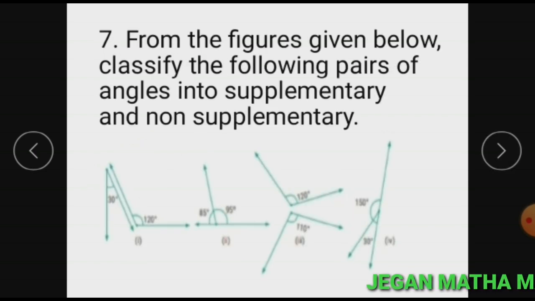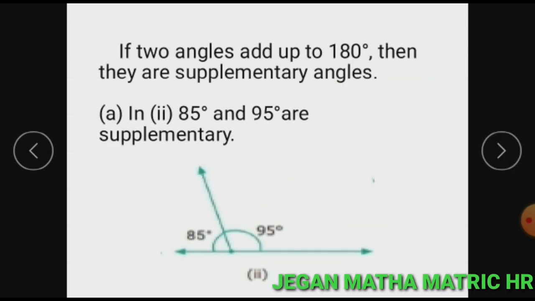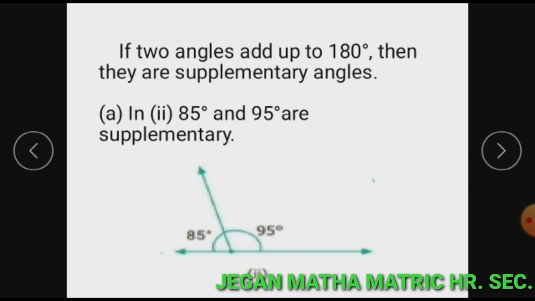Question number 7. From the figures given below, classify the following pairs of angles into supplementary and non-supplementary angles. If two angles add up to 180 degree, then they are supplementary angles.